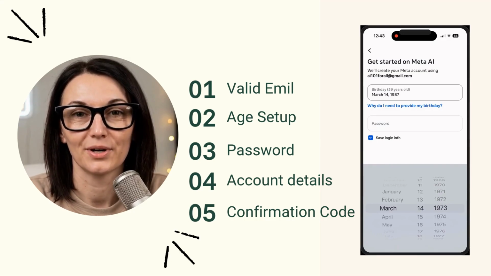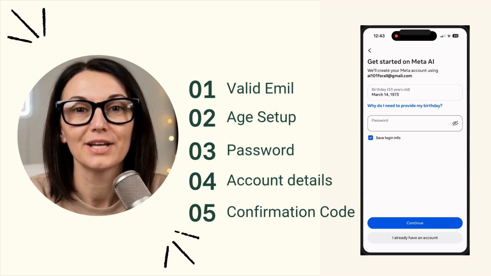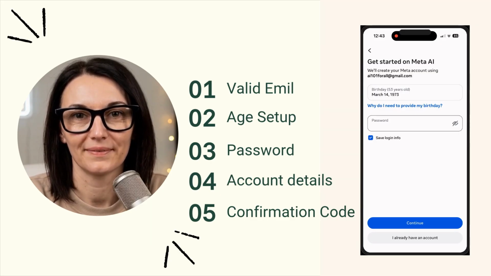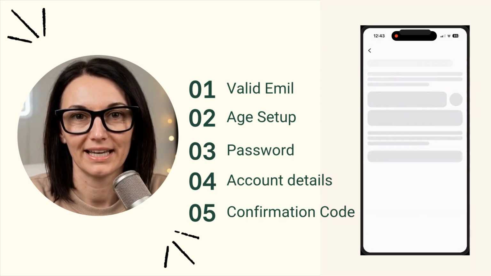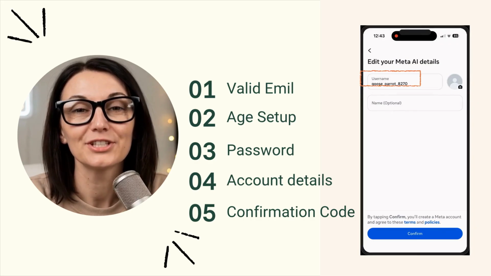Enter your date of birth. Meta AI needs to verify that you are an adult. Next, choose a secure password and save it in your phone's keychain or password manager. I've removed the one I entered from the recording for obvious reasons.